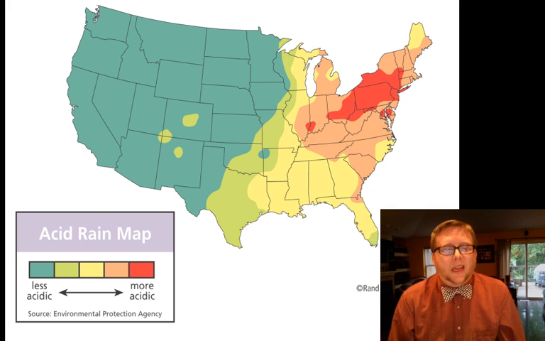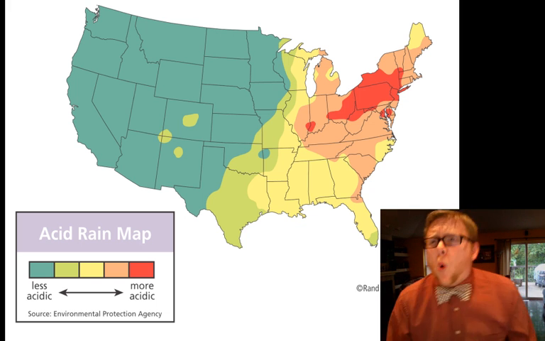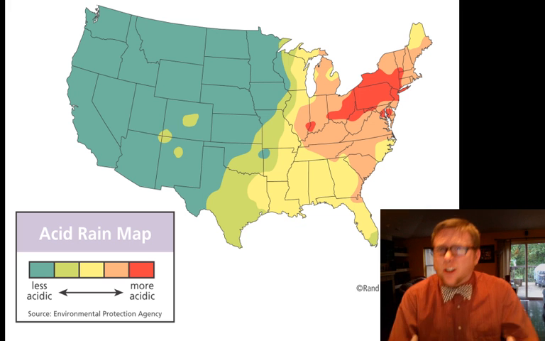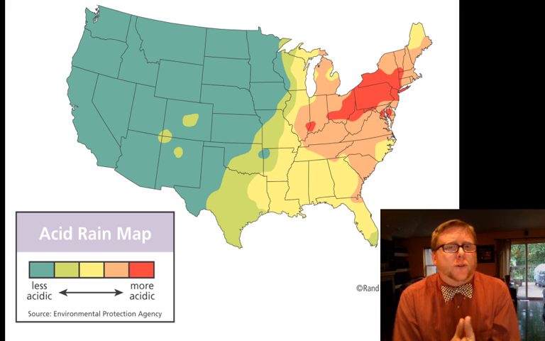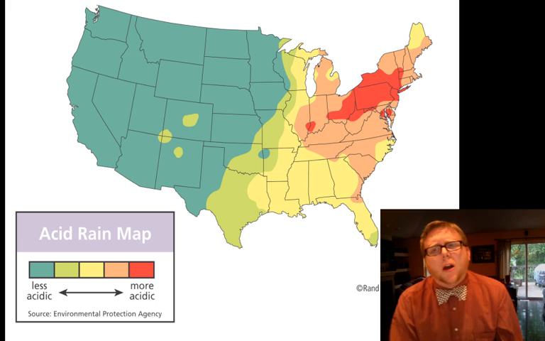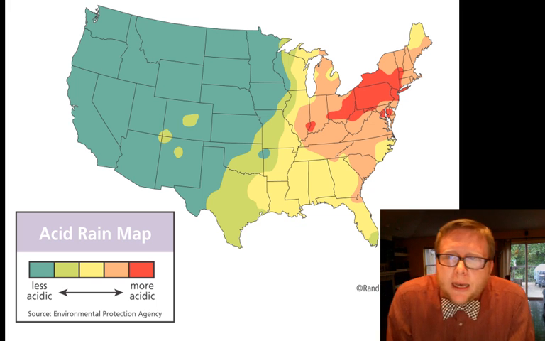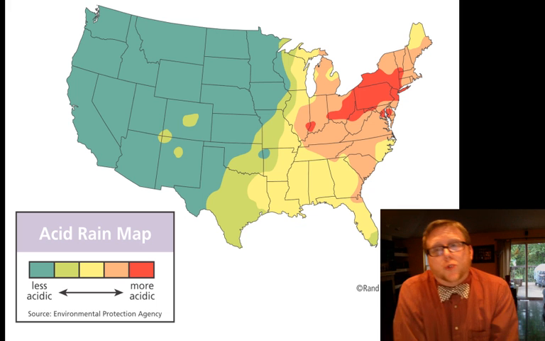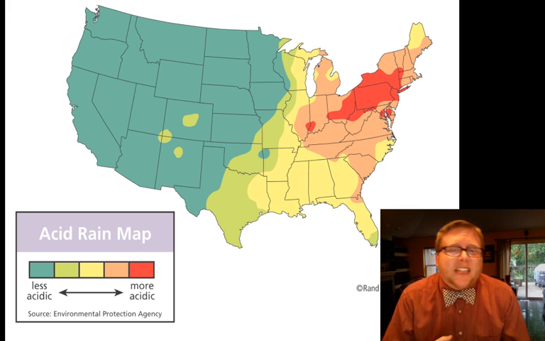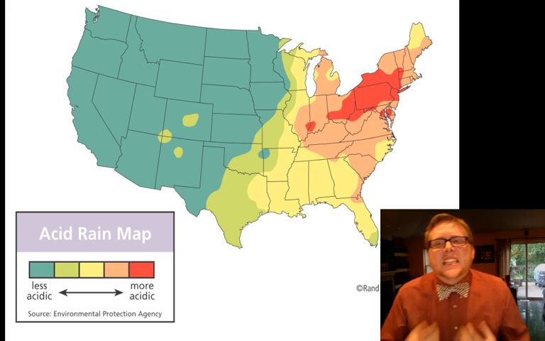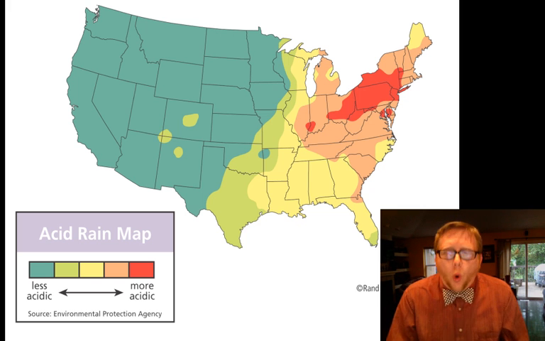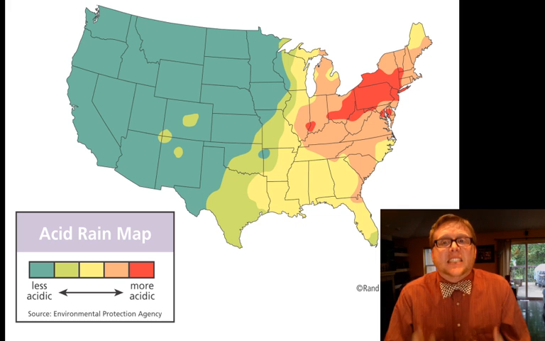Now, you can look in Oregon and we are in green. That's really great. We don't have a whole lot of coal plants or factories that are putting out fossil fuels and pollution. But on the other end, if you look over there in Ohio, in Pennsylvania, parts of New York, New Jersey, we have what's called the Rust Belt. Lots and lots of carbon and coal being produced, and it's creating this acid rain.